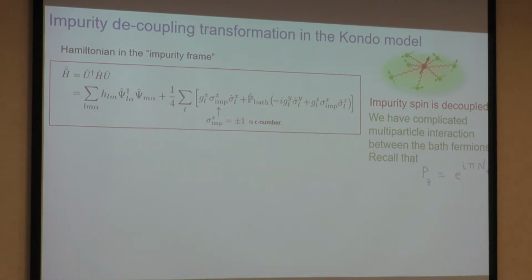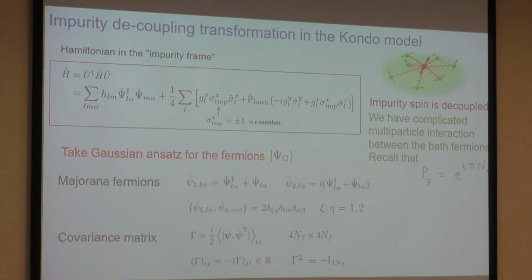Now I'll just leave you with this. If we apply this transformation to the Hamiltonian, this is what happens. You see that what's left from the impurity spin in this Hamiltonian is just sigma x. We no longer have sigma y or sigma z of the impurity, which means that sigma x now commutes with the Hamiltonian. That's exactly the statement that it is conserved. So we did a rigorous transformation, and at the end of it we decoupled the impurity spin.